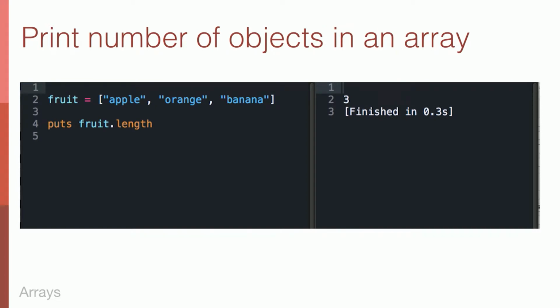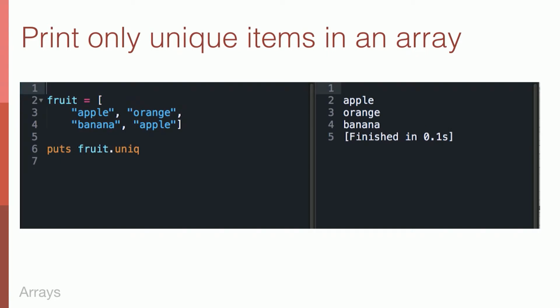If you want to know how many items you had in your array, you can call .length. Ruby will say 3. Or if you had multiple results, so in this case we got two apples, right? But we say, I only want to see what's unique in this array. You can call unique, and it'll say apple, orange, banana.